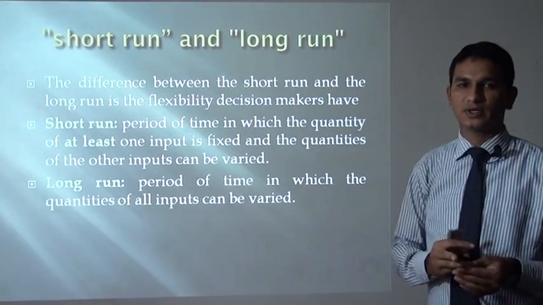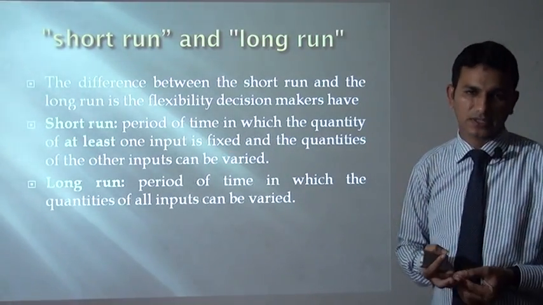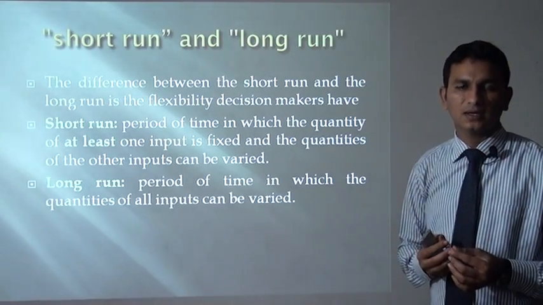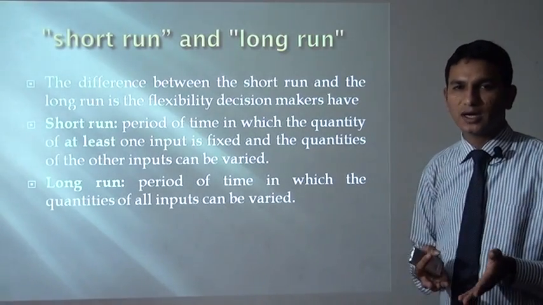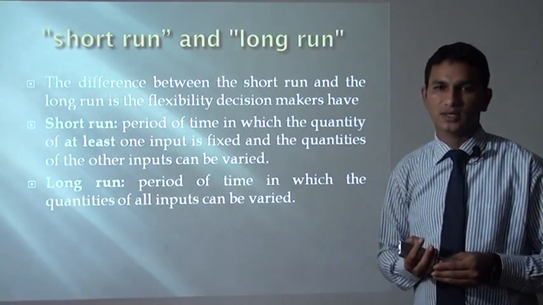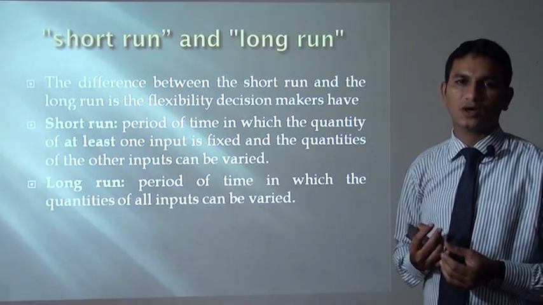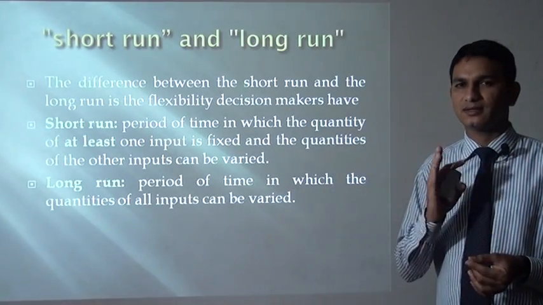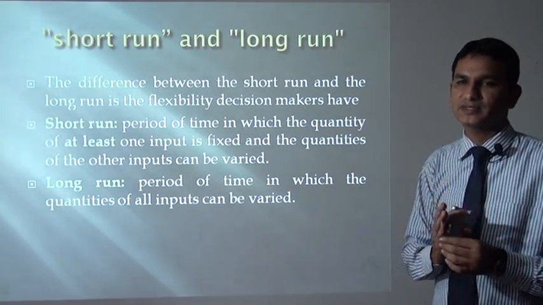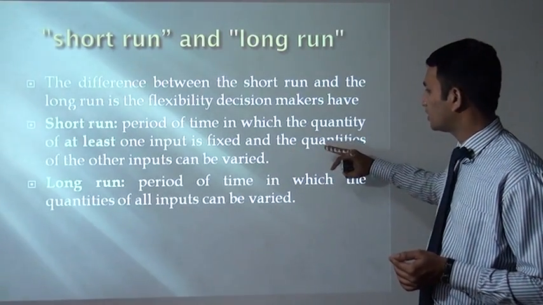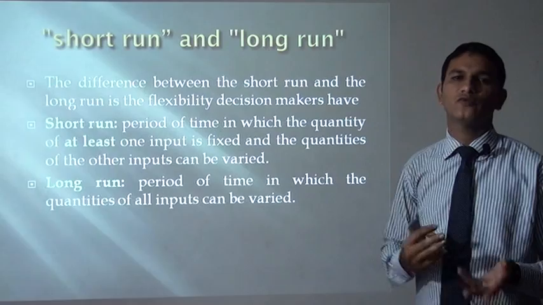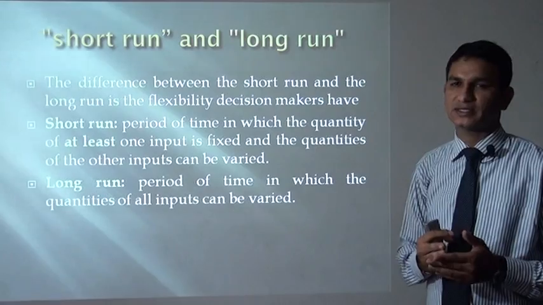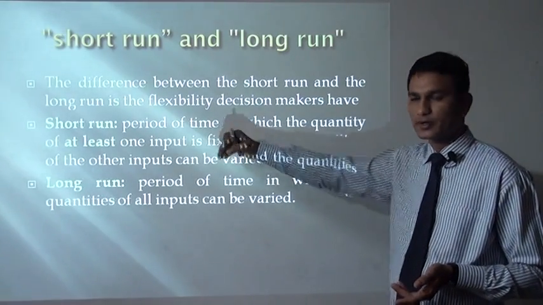So first of all we need to understand what the inputs of production are. There are the 4 Ms: market, machine, material, and money. So they are the inputs. Again, we can consider the factors of production: land, labor, capital and entrepreneur, they are the inputs for production. So in the short run at least one input will be fixed, and the quantities of other inputs can be varied, which we call short run cost.